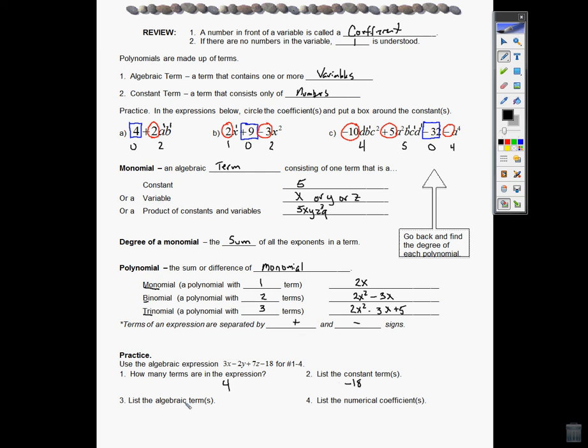List the algebraic terms. Well, we already separated the constant terms, so the algebraic terms are just everything else: 3x, negative 2y, and 7z.